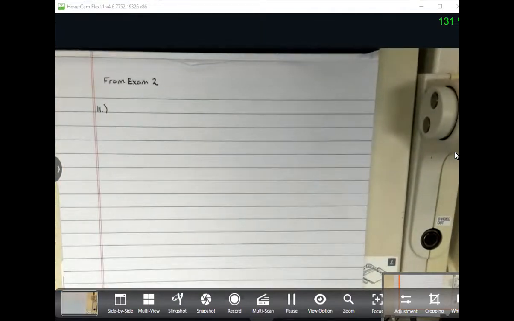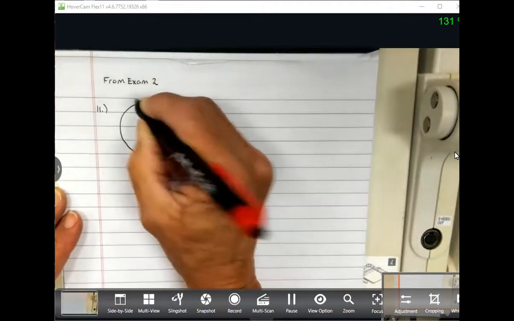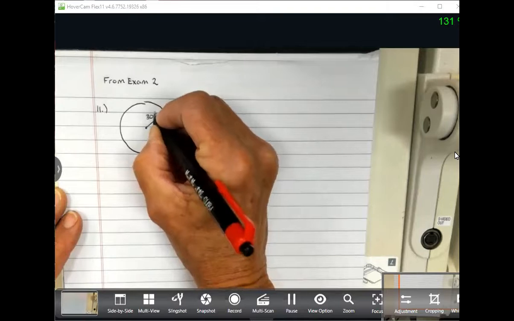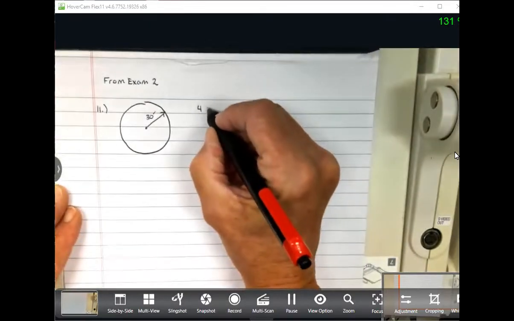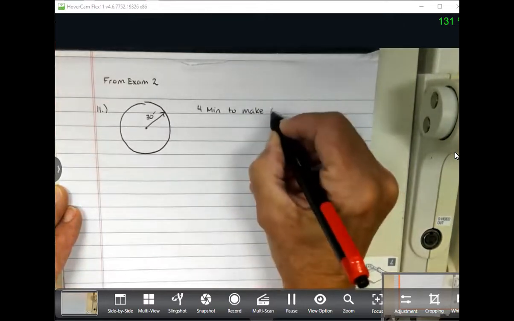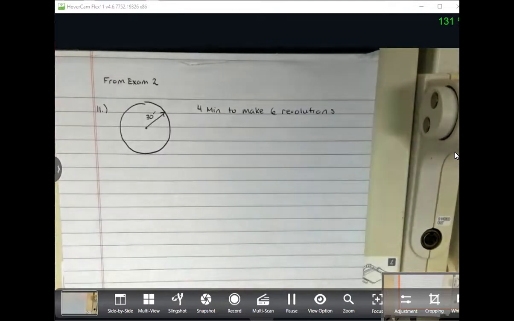So using problem 11 and the numbers on this particular test, we've got a Ferris wheel with a radius of 30 feet. It takes 4 minutes to make 6 revolutions. We want the angular speed in radians per minute and the linear speed in feet per minute.